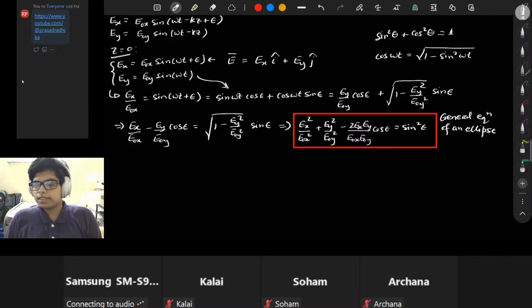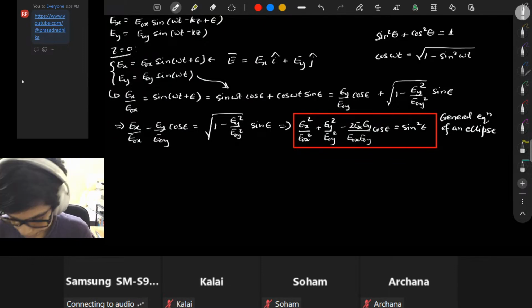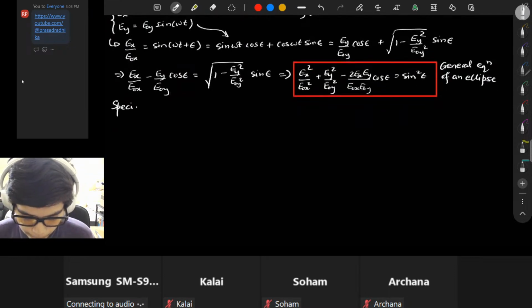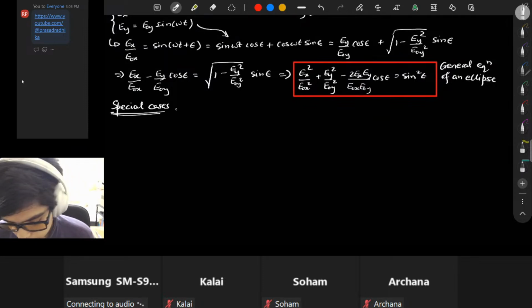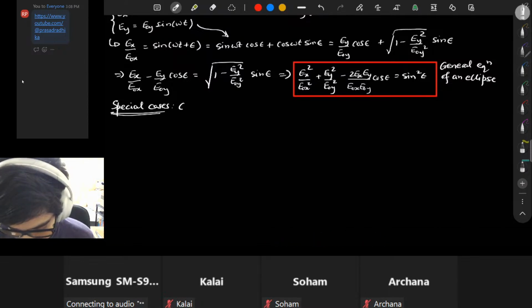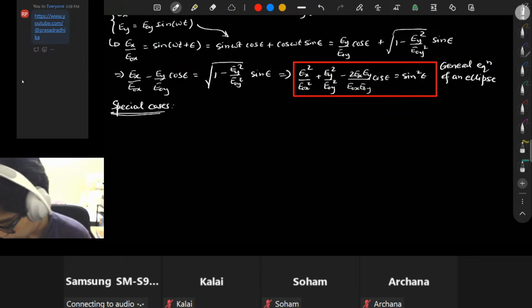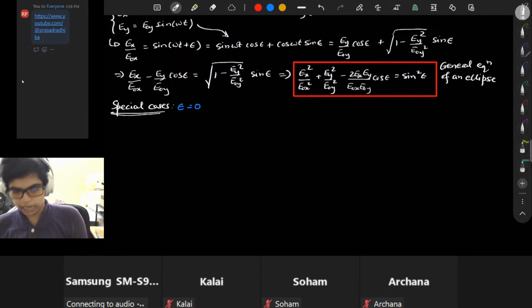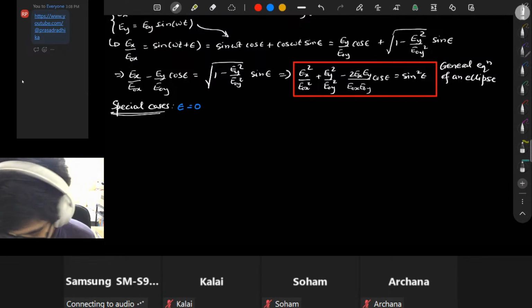So now from this general case, we can actually study some simple special cases. So let us look at some special cases. Let me take the first special case: epsilon equals 0. Let me change the color. Epsilon equals 0, that's my first special case. If you put epsilon equal to 0 in this general equation, what we get is the following.